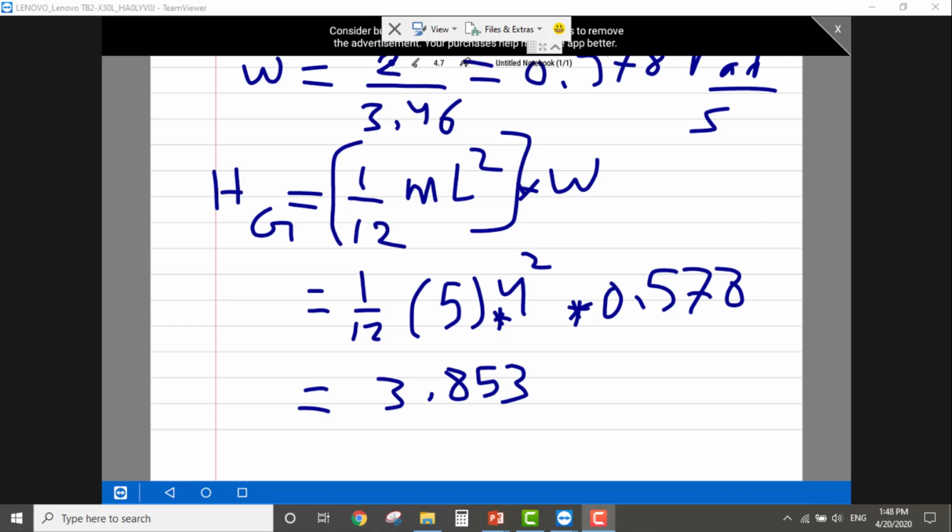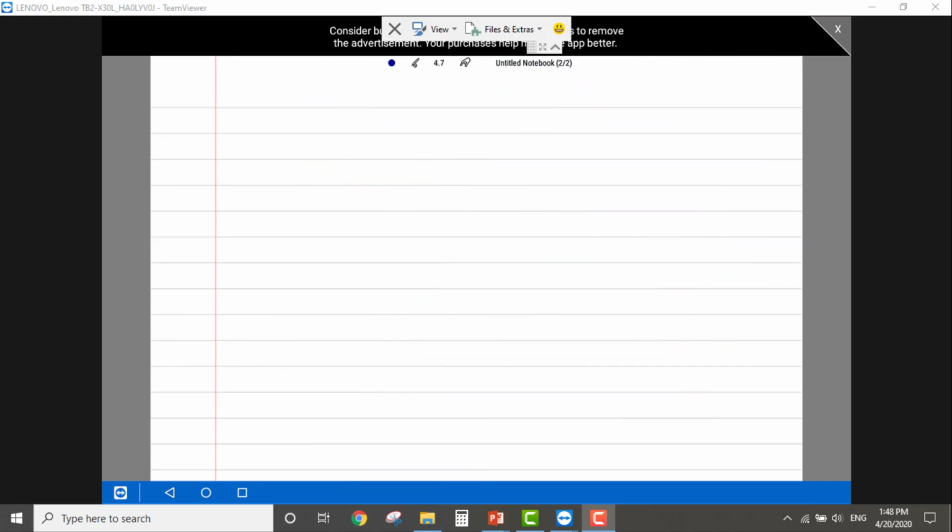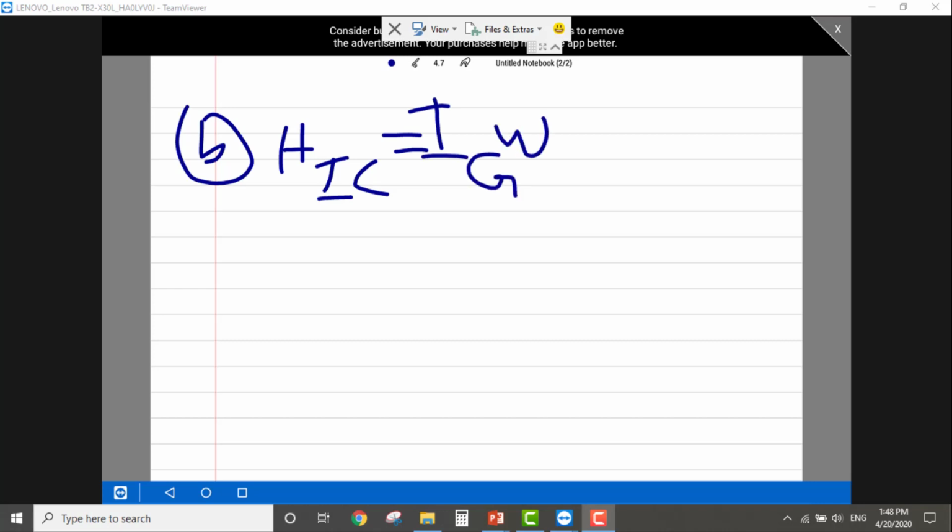It's Ig multiplied by omega. Then this is kilogram meter squared over second. Okay, so this is the first requirement. Now the second requirement is to find H for IC, which is equal to Ig multiplied by omega, plus R G with respect to IC multiplied by M multiplied by Vg.